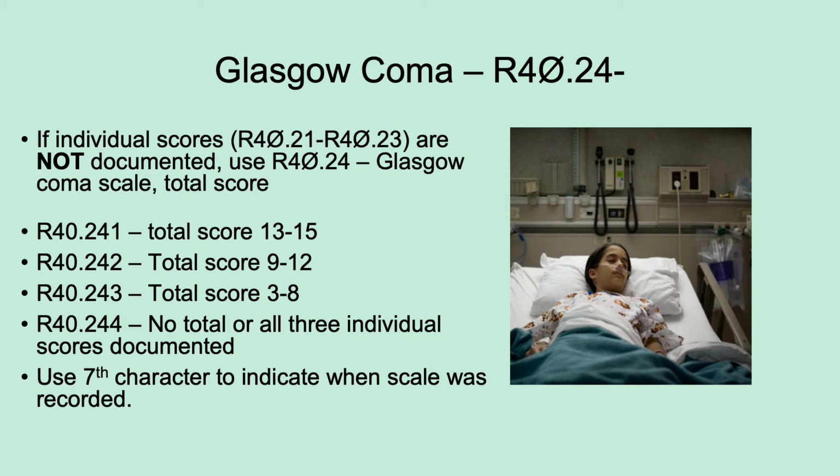R40.241, total score 13 to 15; R40.242, total score 9 to 12; R40.243, total score 3 to 8; and then R40.244 says no total or all 3 individual scores documented. So if you only have 2 of the scores or 1 of the scores, that's when you use R40.244. You can't use the other codes unless you have all 3. Now, these codes also include a 7th digit to indicate where it was recorded.